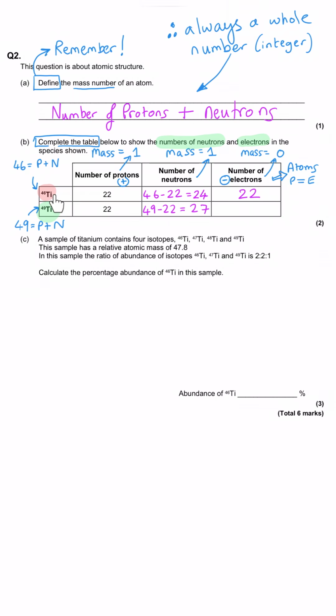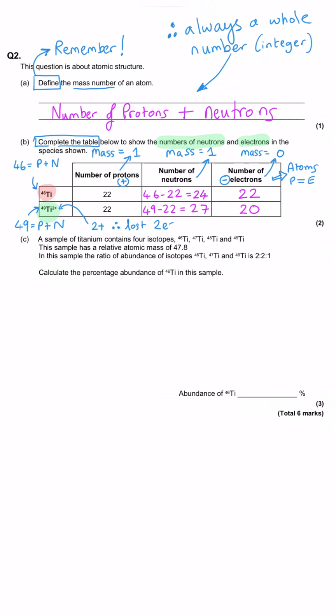So you can see that the first titanium has got no charge, so equal numbers of protons and electrons, so 22. In the second one, titanium has got a 2+ charge. So since there are 22 protons, it would start with 22 electrons as well. But it's +2, which means it's lost 2 negative electrons, so the number of electrons is 20.